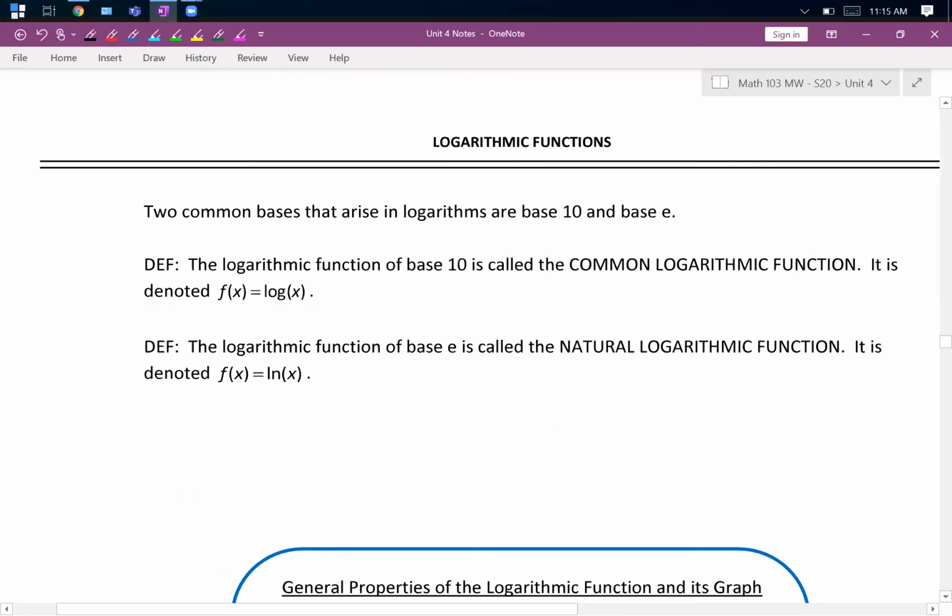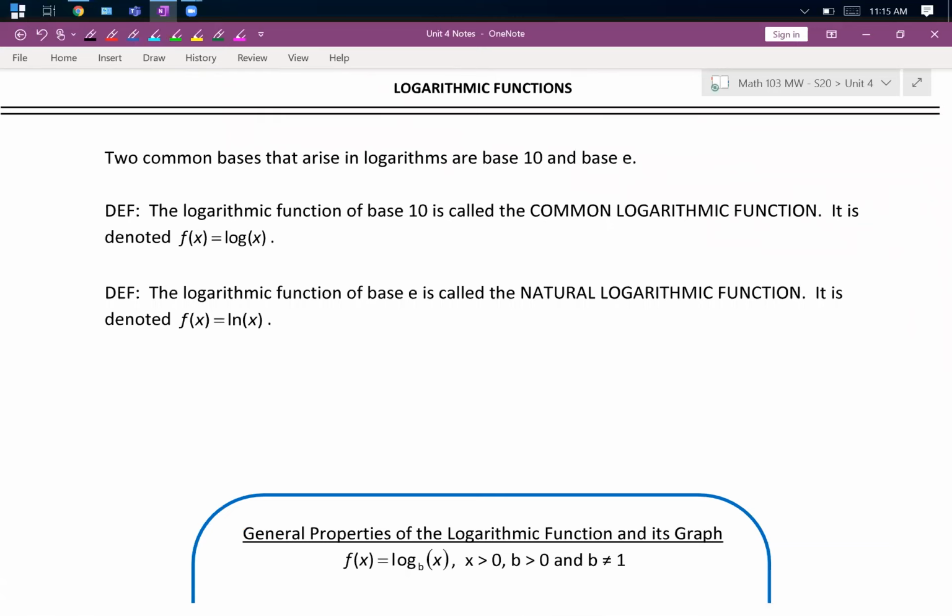There are two common bases that arise in logarithmic functions. These bases are base 10 and base e. The logarithmic function of base 10 is called the common logarithmic function. It's used a lot, most commonly. That's why we call it the common log. And it's denoted f of x equals log of x. So you'll notice that there's no little base number there. Just like the square root is the most common root radical, so we don't write the index of 2 in, same thing's happening here with logs. Since base 10 is the one that's used most commonly, they don't bother writing it and it's understood.